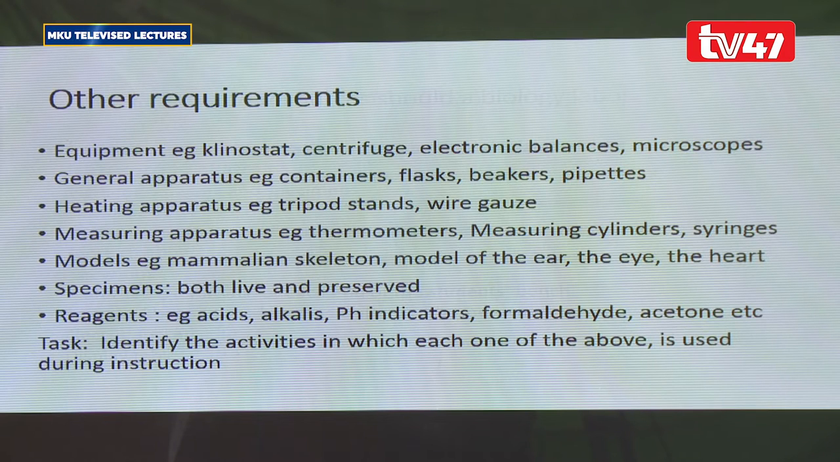Other requirements, besides those major facilities and resources, we need specific equipment for the biology lab. For example, we have the clinostat that is very useful during the tropisms experiments. We also would like to have a centrifuge in the biology lab, electronic balances, microscopes, and so on.